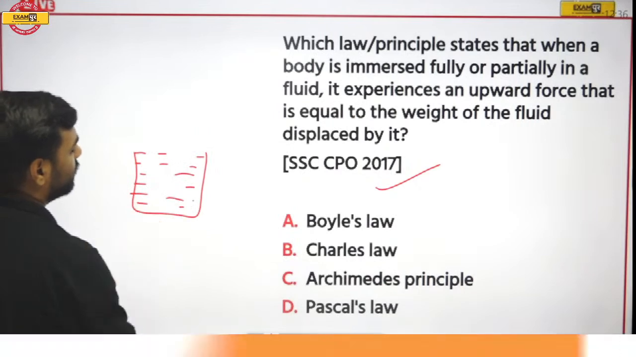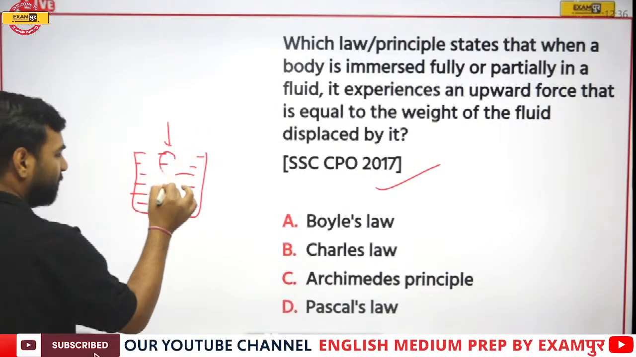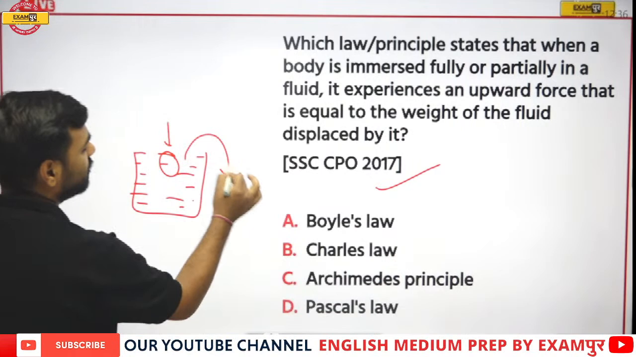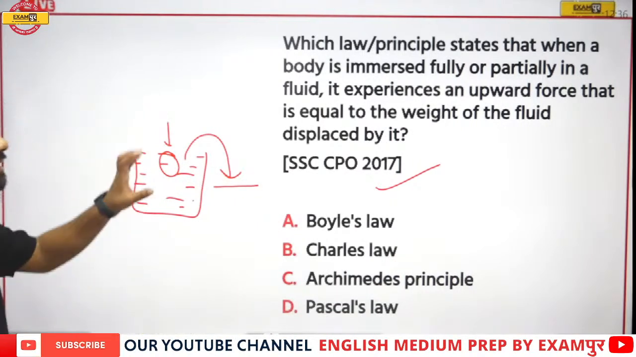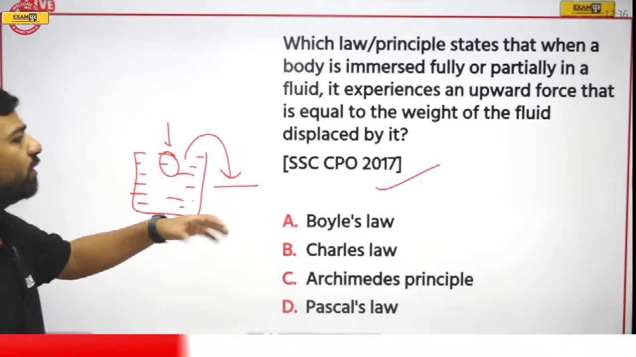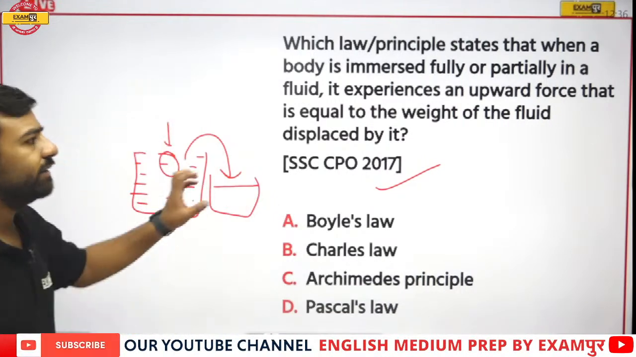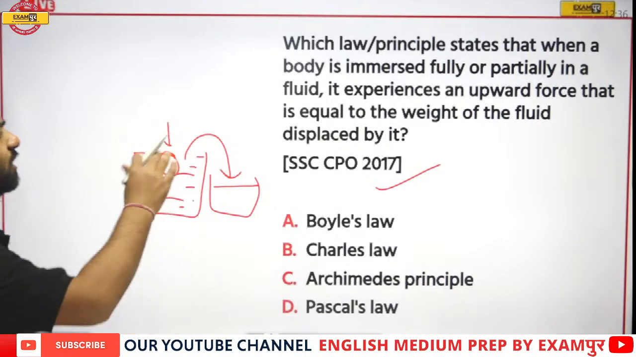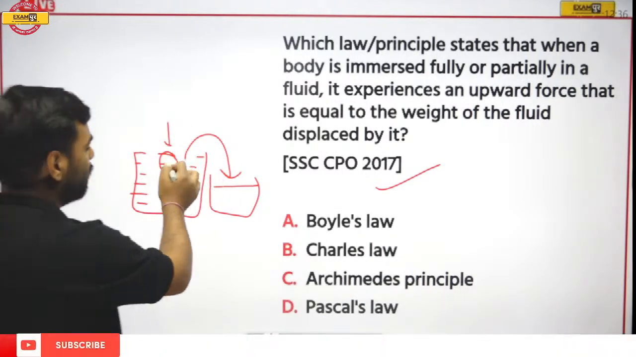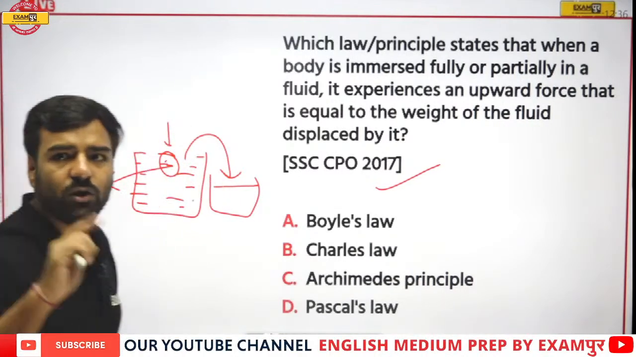So when we're talking about the principle, let it be a box in which water is there. Now, whatever is immersed in it, water will spill out, correct? And it will be equal to the weight of the fluid which is displaced. This weight that comes out would be totally equal to the object's weight.